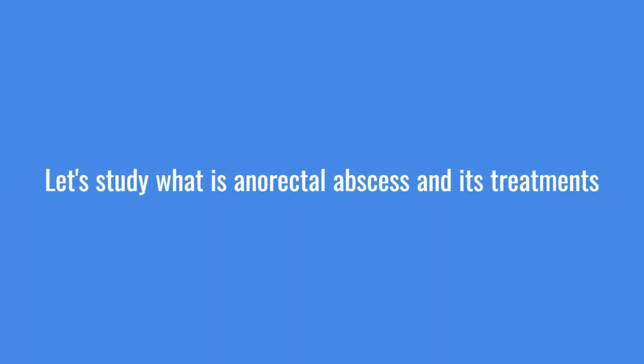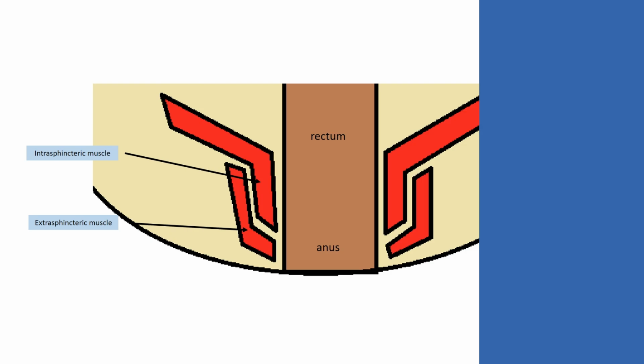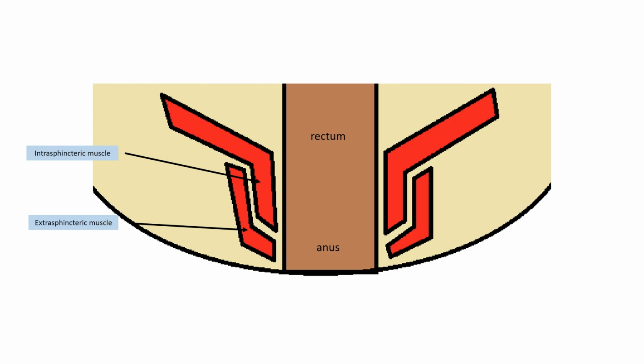Let's study what is anorectal abscess and its treatments. The majority of anorectal disease is caused by infections of the anal glands. As the infection spreads, there are spaces where the abscesses accumulate. Hence, the abscesses are named after the spaces.